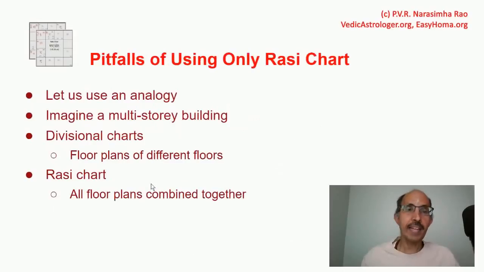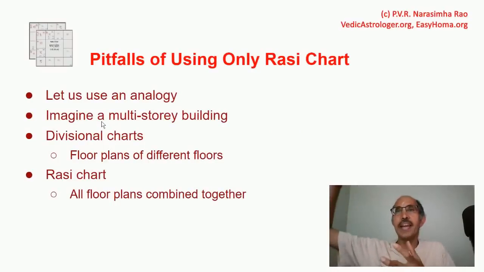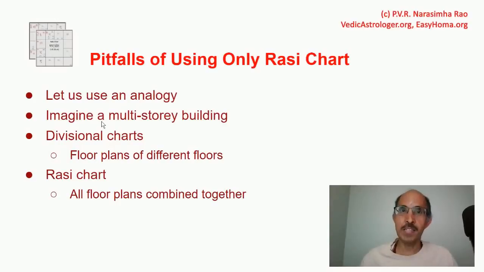Let me give an example. Let's use an analogy. Imagine a multi-story building. Divisional charts are like the floor plans of different floors. Whereas Rashi chart is like all the floor plans combined together, because in the end, all these various abstract environments in which one leads one's existence affect the material existence, the physical existence. So that is what Rashi chart shows.